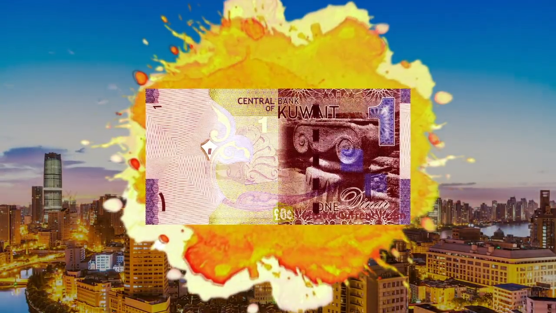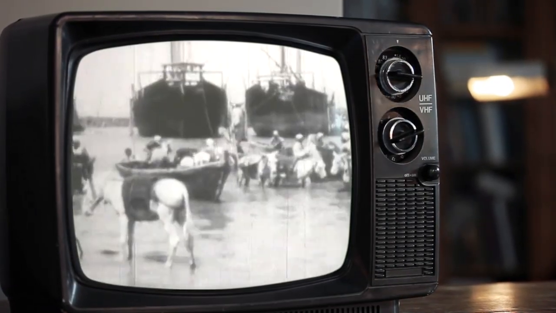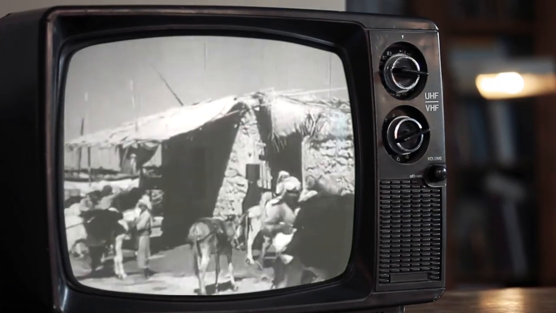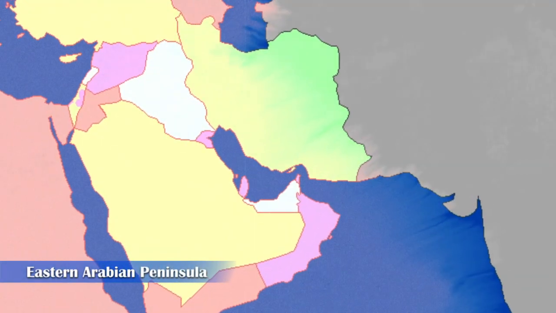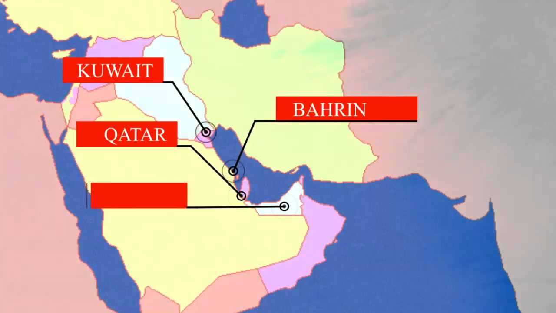To understand the Kuwaiti dinar, we first need to look at a bit of its history. You might be surprised to know that until 1959, the currency used in Kuwait was actually issued by the Indian government. The Indian Rupee was the official currency there. And not just in Kuwait, but across the entire Eastern Arabian Peninsula, including Kuwait, Bahrain, Qatar, UAE, and Oman.